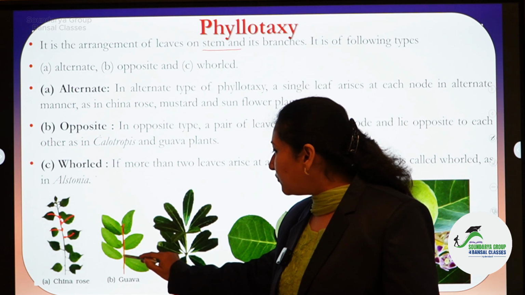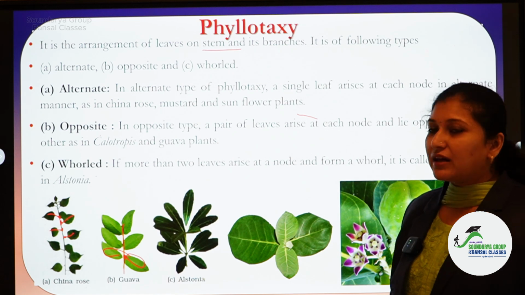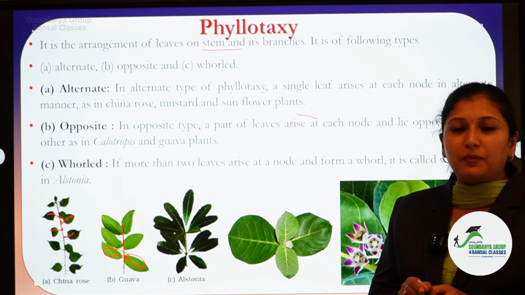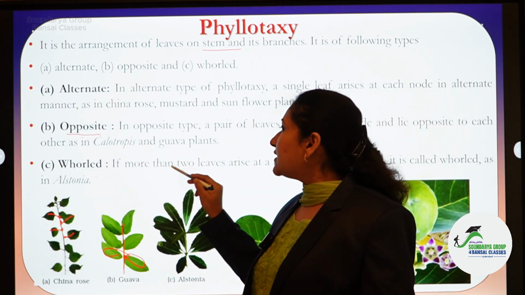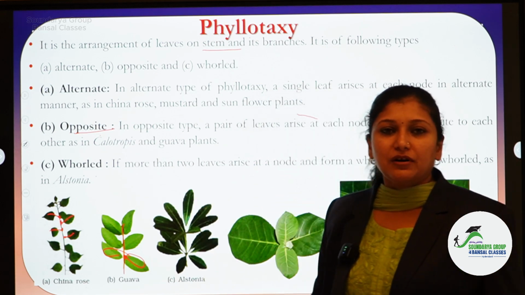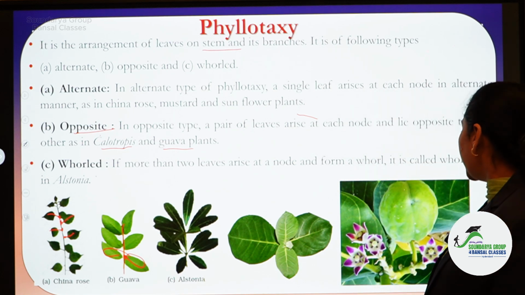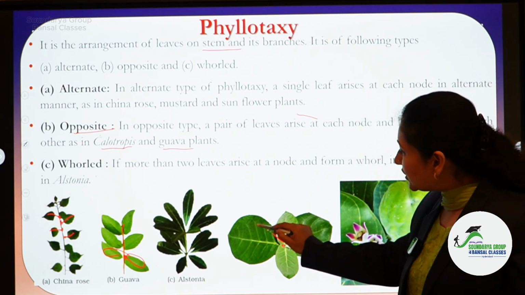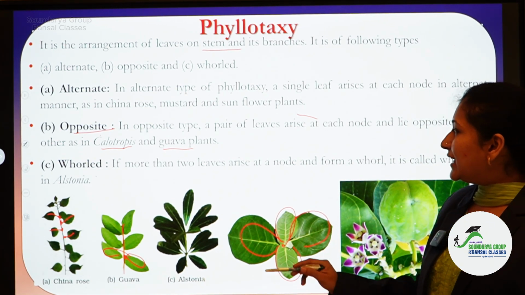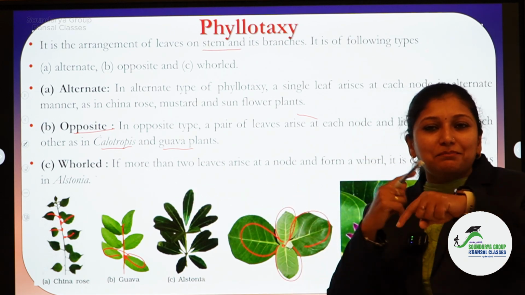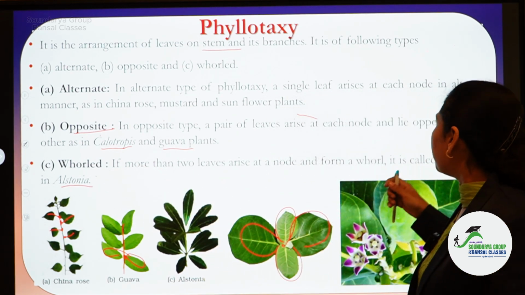Opposite: in opposite, one node has two leaves. In guava, you have this type of arrangement. At each node, two leaves develop opposite to each other. That's why we call it the opposite type of leaf phyllotaxy. We have it in calotropis and guava. Then whorled: you can see here, at each node you have more than one leaf, forming a complete whorl around it. So we call it whorled. In Alstonia, you have this type of phyllotaxy.